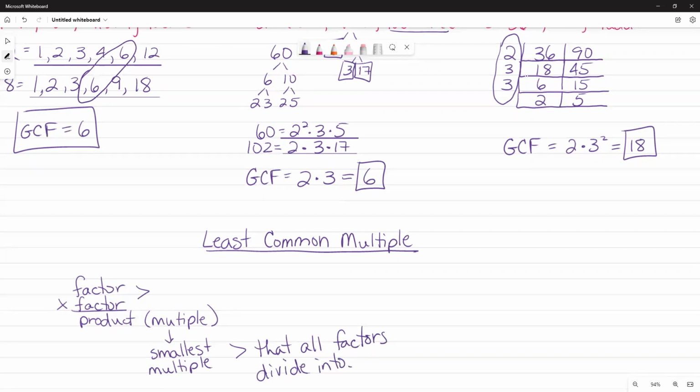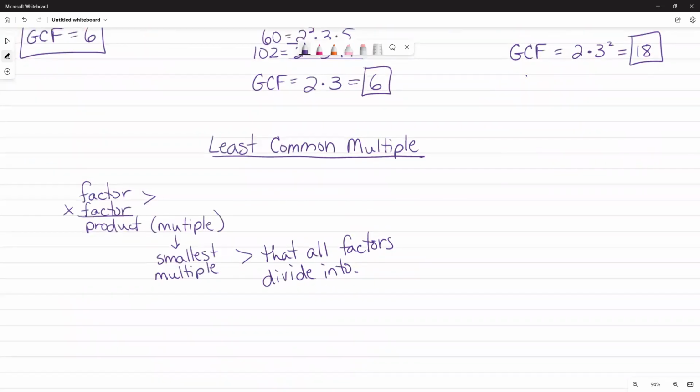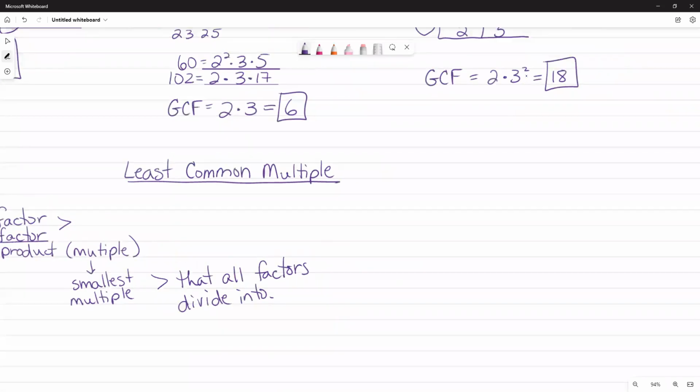So remember, when you add or subtract fractions, you have to find a common denominator. You're finding the smallest common denominator. So you're finding the least common multiple of the denominators in your fraction. So this is least common multiple. This is exactly the same thing. So let's go back into the problem that we had.